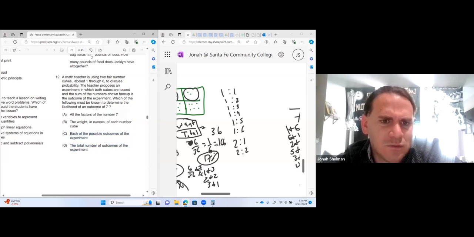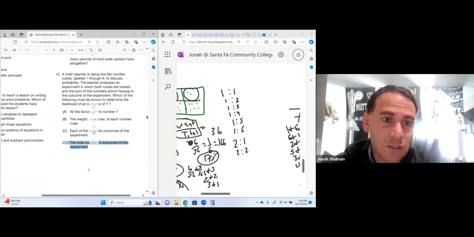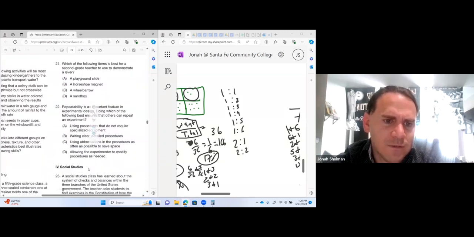Each of the possible outcomes of the experiment and the total number of outcomes of the experiment must be known to determine the likelihood of an outcome of 7. I think we need the total. I think that's what we need. I think we need D. I'm going with D for 12. This was hard. Let's see what they say for 12.